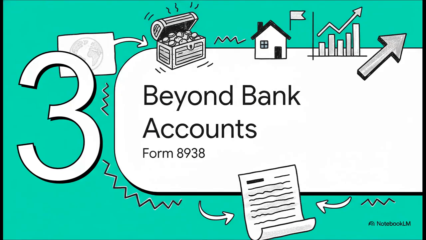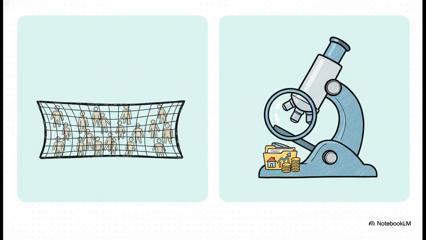Okay, so just when you think you've wrapped your head around the FBAR, guess what? There's another totally separate requirement you might need to worry about. It's called Form 8938, and it comes from a whole different law. I think this is a great way to think about it. The FBAR is like a wide net, right? That low $10,000 threshold is designed to catch a lot of people. But Form 8938 is more like a microscope. It takes a much deeper look.